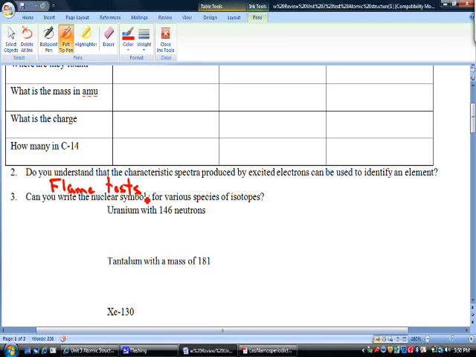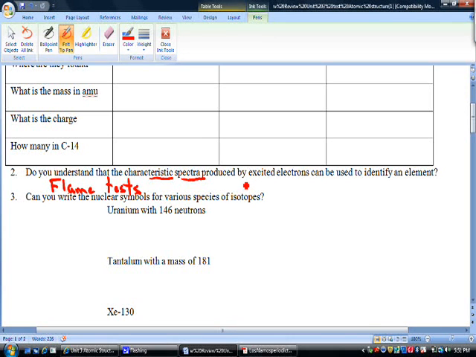Number 2, you remember doing flame tests in lab? Well, there's a possibility that you would need to do a flame test for the test over this material. So just make sure you understand that every element produces a characteristic spectra that's produced by excited electrons, and you can use those to identify an element.